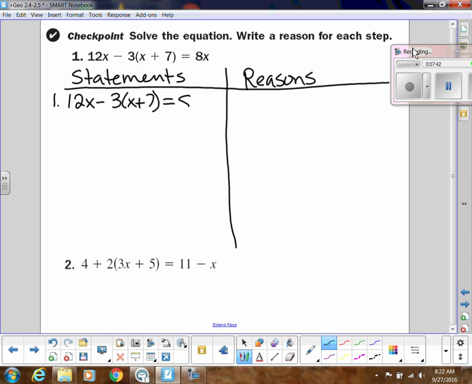So how do we know all this stuff is equal to 8x? Well, because they told us. So that's the reason you write given. Okay, so that should always be your first step, writing the given.